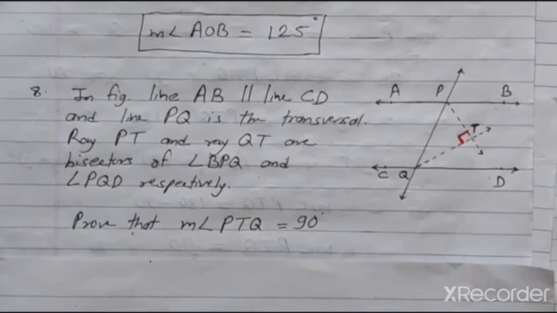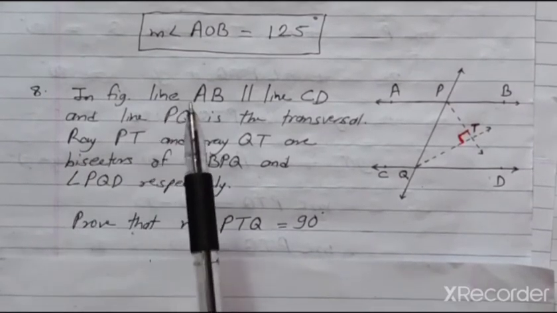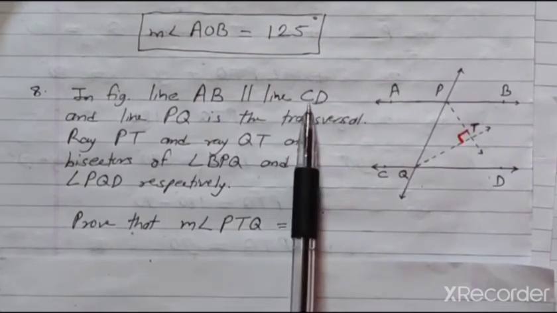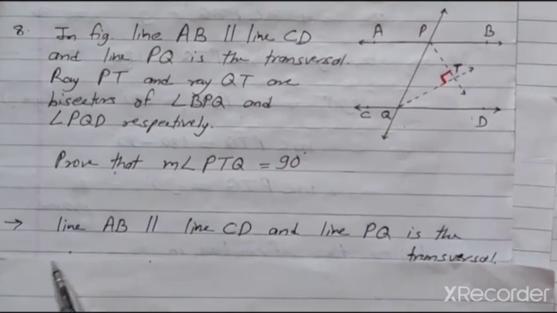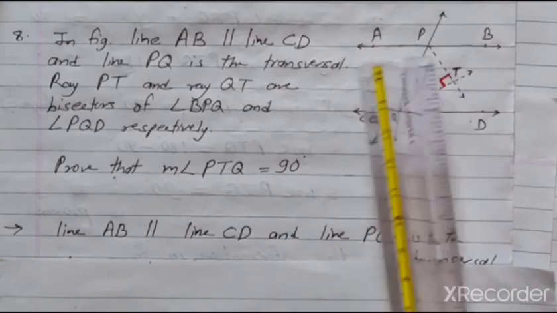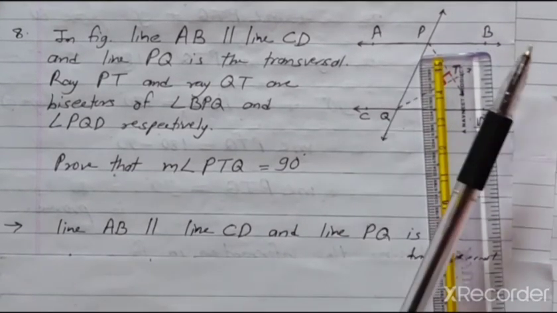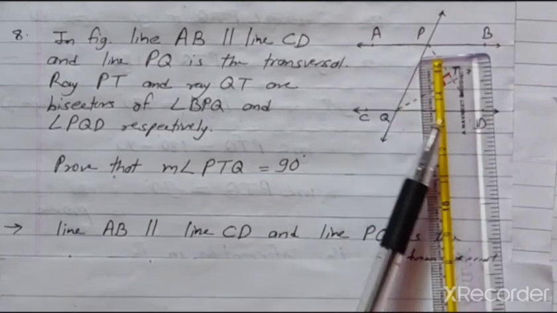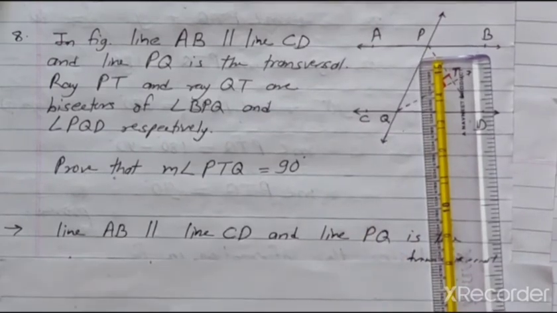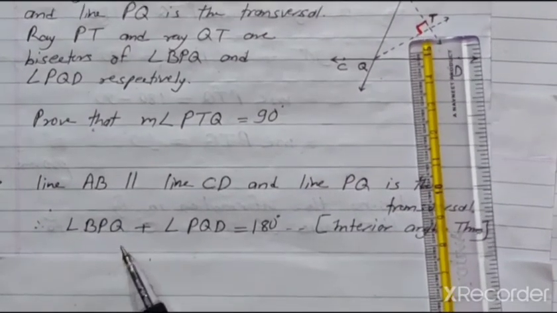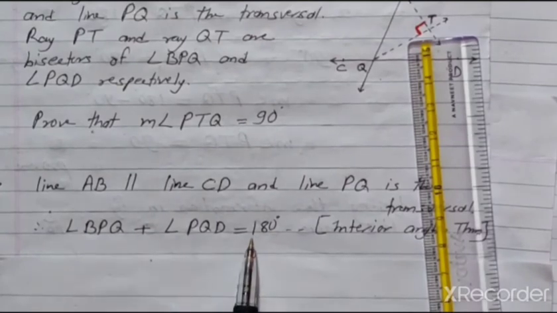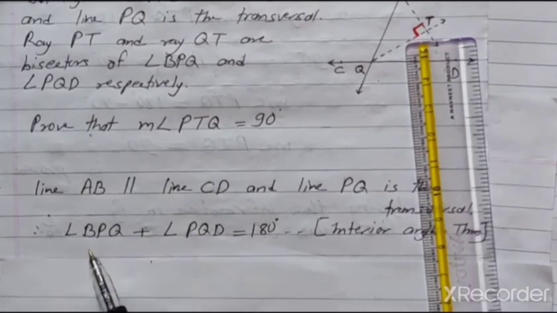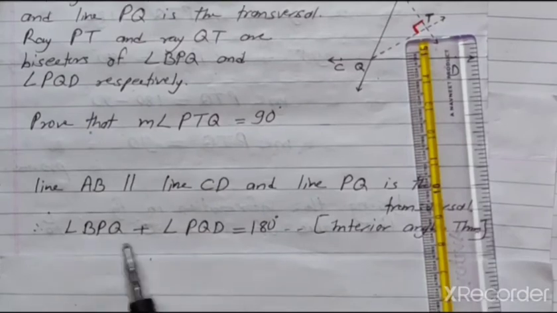In this question you can see none of the measures is given. The only given thing is that these two lines are parallel lines. So by using two parallel lines and PQ as a transversal, you can use these two angles, angle BPQ and the second one PQD. These two angles are interior angles. So if these two angles are interior angles, their addition is 180 degree. Now we don't know the measure of these two angles. So let us consider the measure of these two angles.